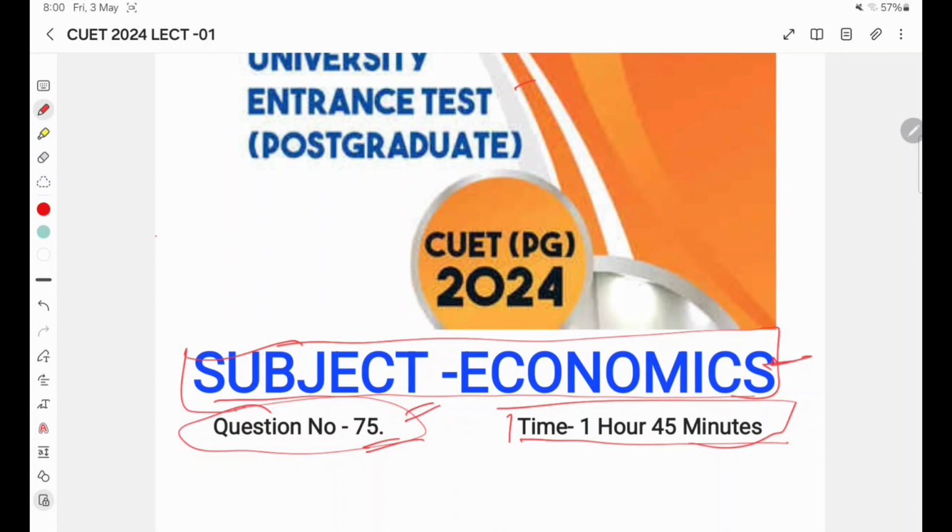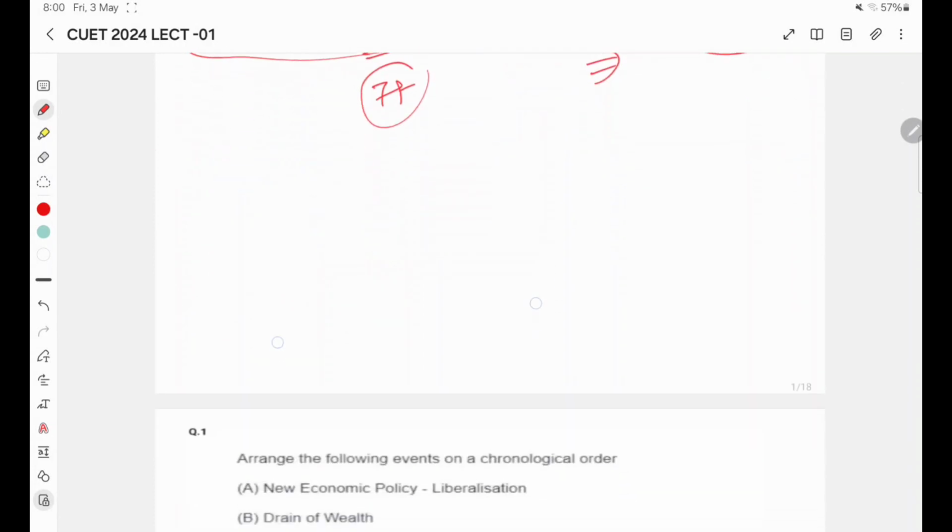Earlier there were 100 questions, 25 questions of general aptitude, we can say, and 75 questions containing your subject specific. So this year some changes have been made by the CUET in the exam pattern, that is by your NTA, and this year there will be only your subject specific question paper of 75 questions, and the time duration given to you is 1 hour 45 minutes. Within that only you have to attempt the 75 questions. So let's come to the discussion of the question paper.